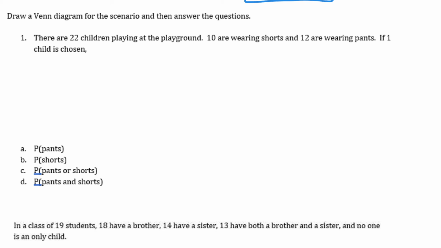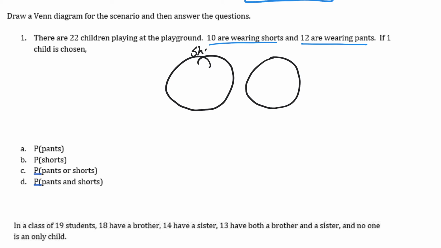So we're going to start with a very simple Venn diagram on this. It says, draw a Venn diagram for the scenario and then answer the question. It says 22 students, children are playing on a playground. 10 are wearing shorts, 12 are wearing pants. One is chosen at random. Well, these two events are independent of one another because you can't wear shorts and pants at the same time.